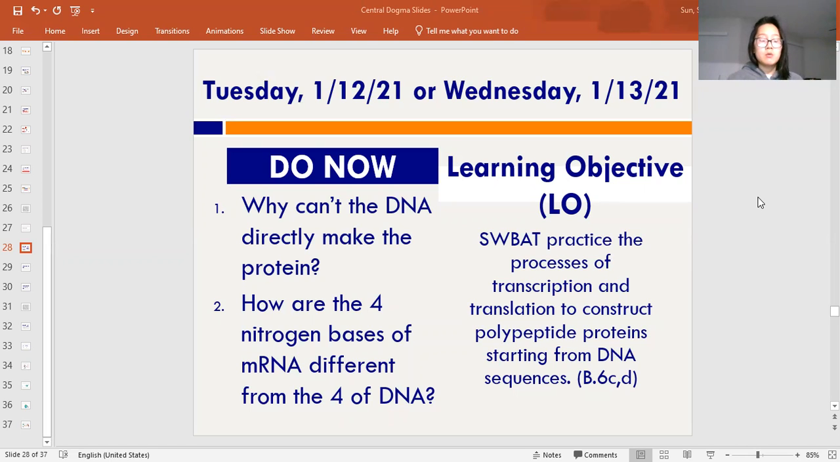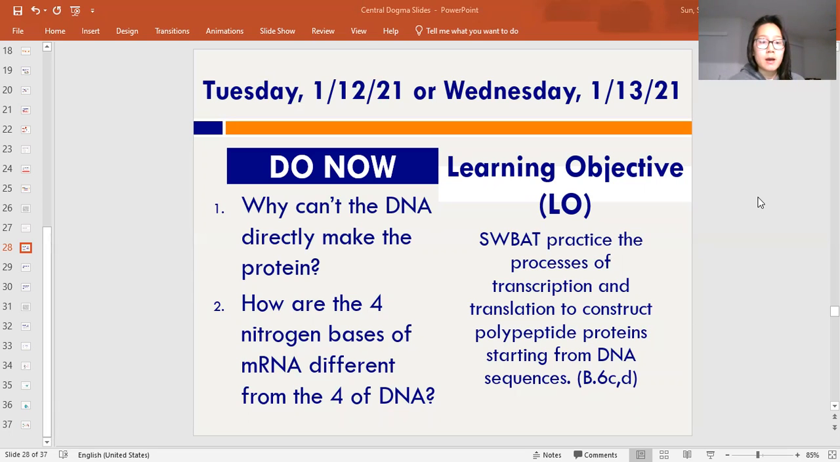And remember, we want to answer the questions, why can't the DNA directly make the protein? Well, DNA is only instructions, right? It doesn't include the machinery to make proteins. And the machinery to make proteins is in the cytoplasm, and DNA is in the nucleus. So it's going to have to send messages out to the cytoplasm from the nucleus because it can't leave. That's why DNA can't directly make the protein. It can't leave the nucleus.